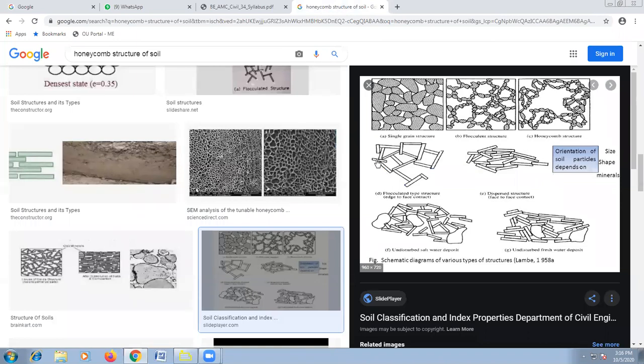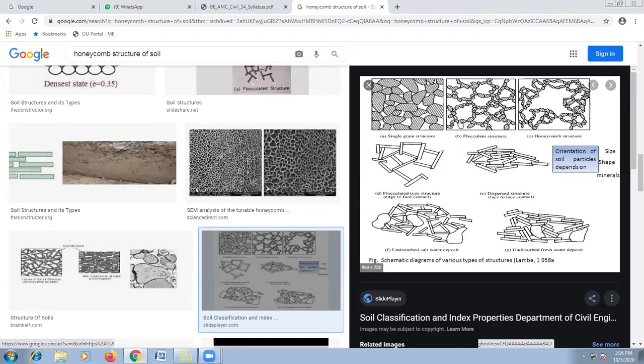So the flocculent structure is a property of fine-grained soil, generally of clay. Here itself you can see the flocculent structure, and here there are interparticle forces, and you see the grains are in contact with each other and they produce a flock. A flock is nothing but a group of soil particles around a void space larger than the size of the soil particles. You can see the soil particles are small but the void sizes are big.